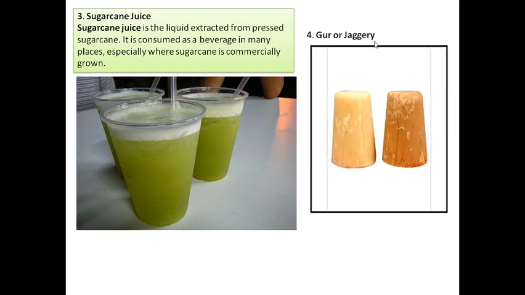And next is gud or jaggery. Jaggery is very rich in iron and folic acid. It improves the hemoglobin content. This is the gud or the jaggery. It's also a byproduct of this sugarcane.